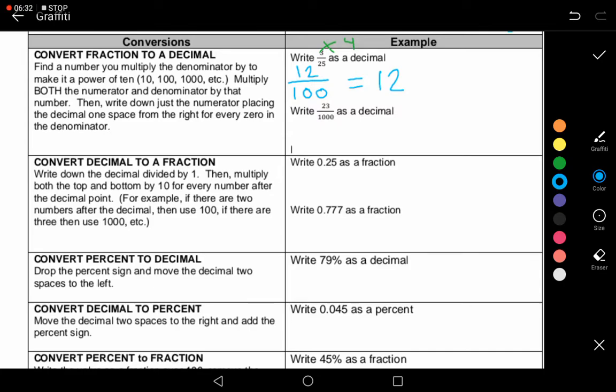It says to place the decimal one spot from the right for every zero. So the decimal of 12 starts here, and we need to move it over to the left for however many zeros are on the bottom. This is over 100, so we're going to move it over 2 spots. Now we have 0.12.